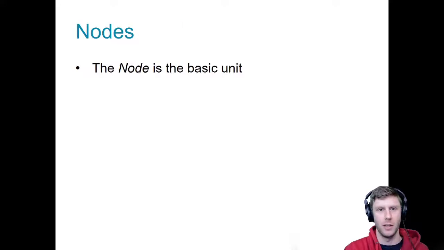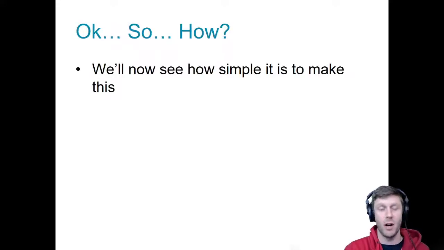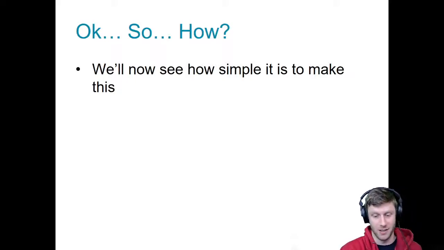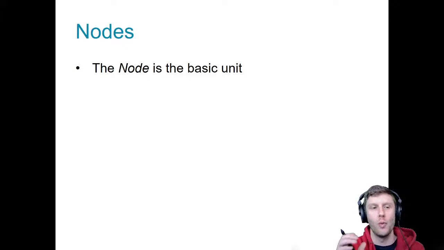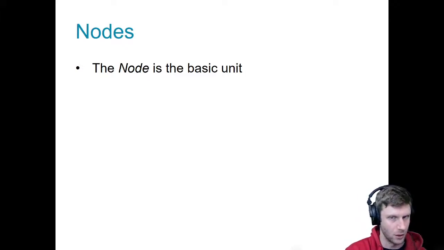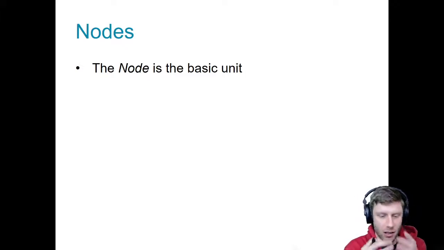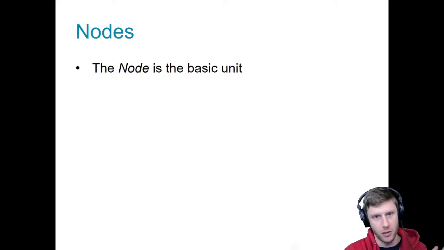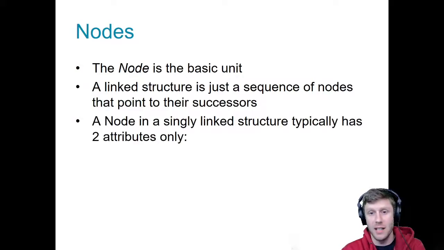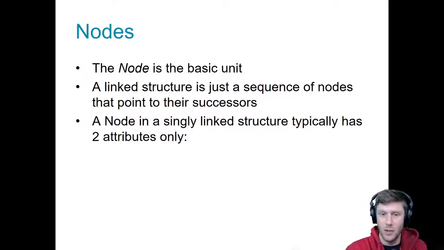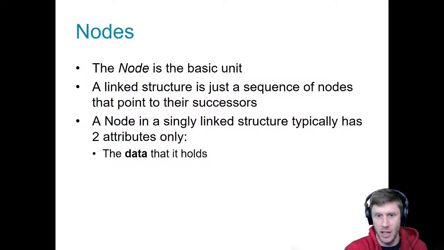Okay, so how are we going to do it? We'll see how remarkably simple it is to make a node, and then use these nodes to make linked structures. So we need a node, and a node is going to be the basic unit. A node will be analogous to one of the indices of your array. It's just one little unit of a linked structure. The linked structure is going to be a sequence of these nodes that point to their successors. And a node in a singly linked structure typically has only two attributes. We could put as many as we want, but typically you're going to have two.